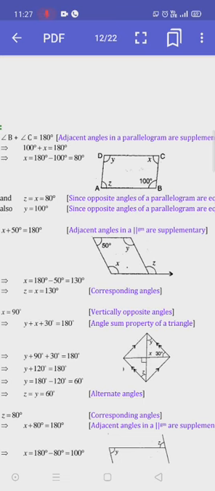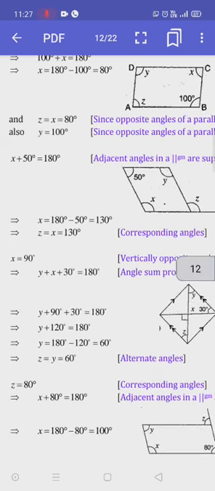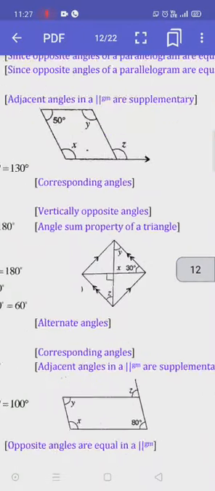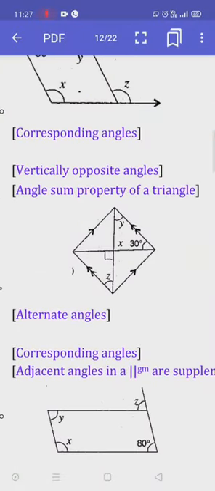Now you should also know the relation between x and z. x and z are corresponding angles, so x and z also will be equal. So z also will be 130 degrees. Now you see the third part of the second question. In the third part again a parallelogram is given. Okay, one interior angle is given, 30, and we have to get the value of x, y and z.